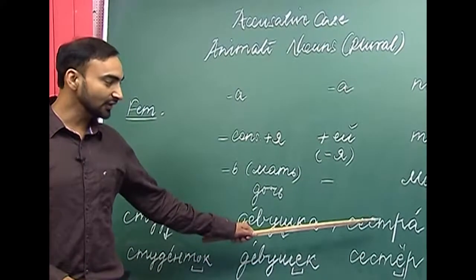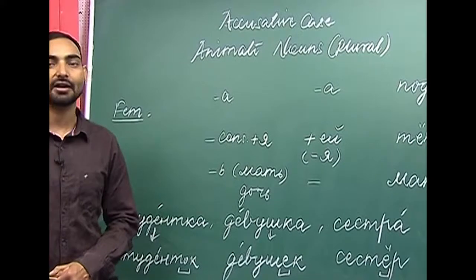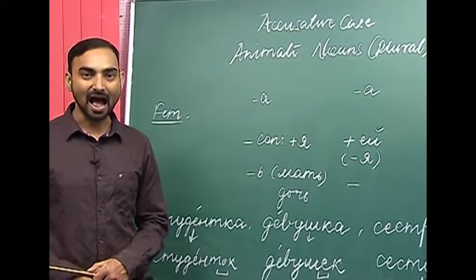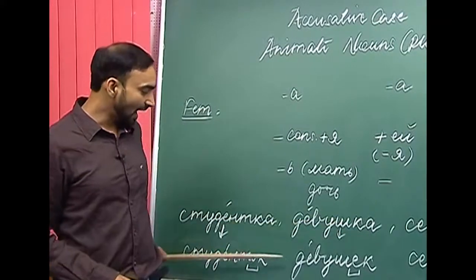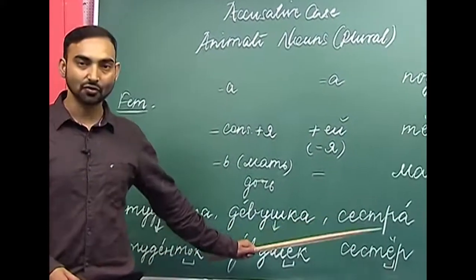So, this rule you have to remember, that whenever a noun after dropping a ends with a cluster of consonants, we use either o, ye or yo.